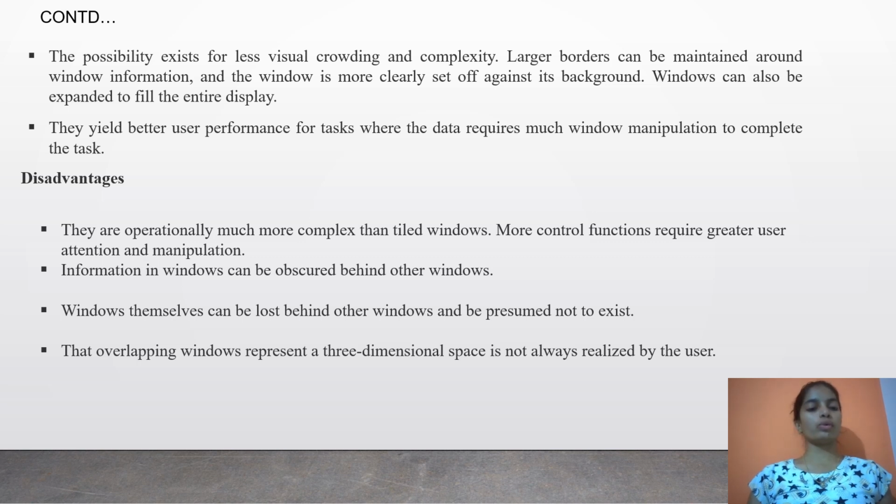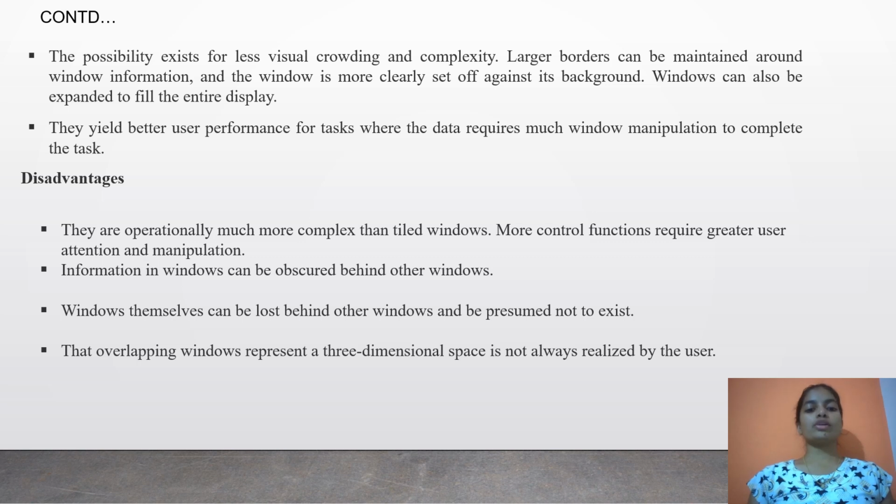Disadvantages of overlapping windows. They are operationally much more complex than tiled windows. More control functions require greater user attention and manipulation. Since tiled windows use very few control functions, overlapping windows use more functions. So it will be more complex for the user to use them and to manipulate the windows.